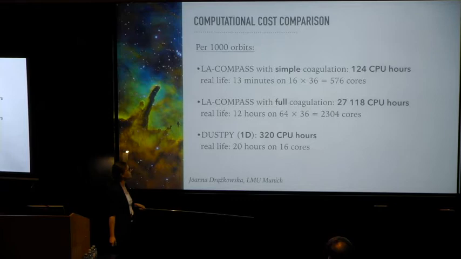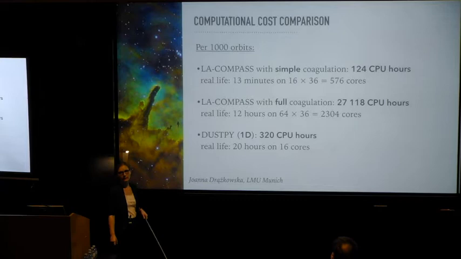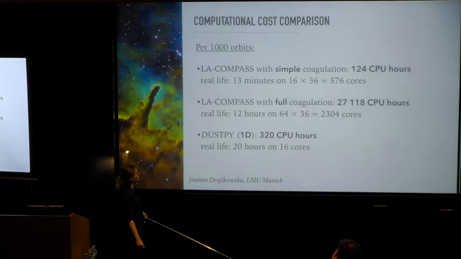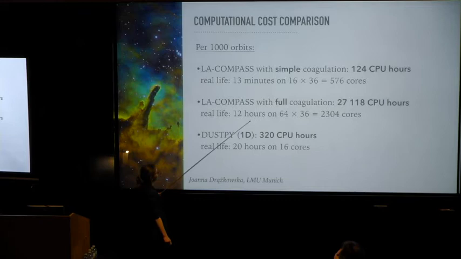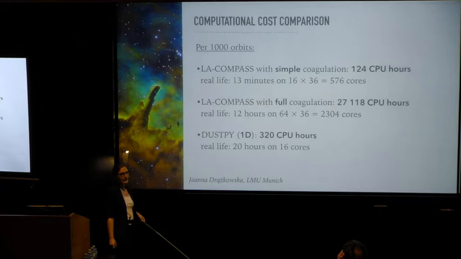Full coagulation is about 214 times more expensive. And I think this makes sense because you include 150 dust fluids instead of one dust fluid. And on top of that, you have this extra step of solving the Smoluchowski equation, right? So then on a moderate sized simulation, you need to wait something like 12 hours for 1,000 orbits of the planet, I forgot to say, sorry. So this is still not bad if you can actually get all these cores.